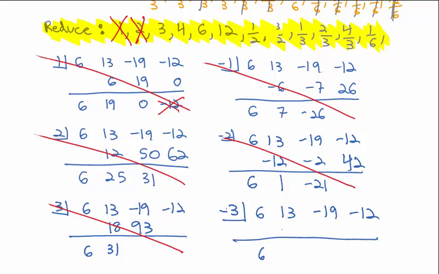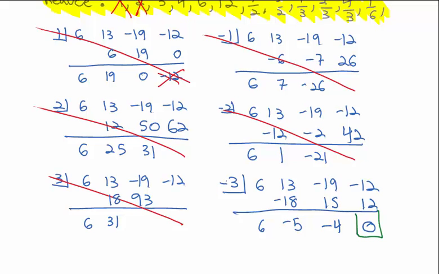6 comes down. 6 times negative 3 is negative 18. Gives us negative 5, times negative 3 is 15. 15 and negative 19 is negative 4. Times negative 3 is 12. And look at that, we got our 0 that we were looking for. We have a winner.